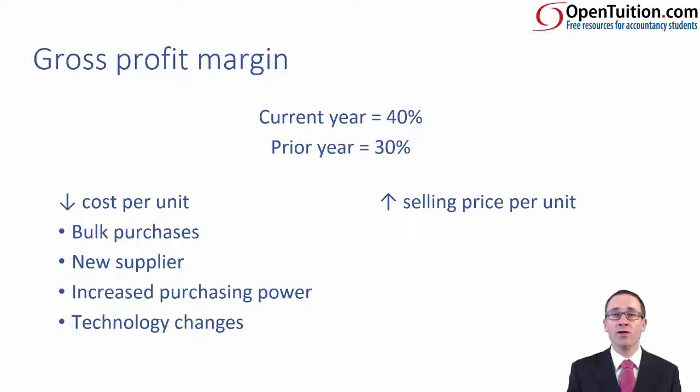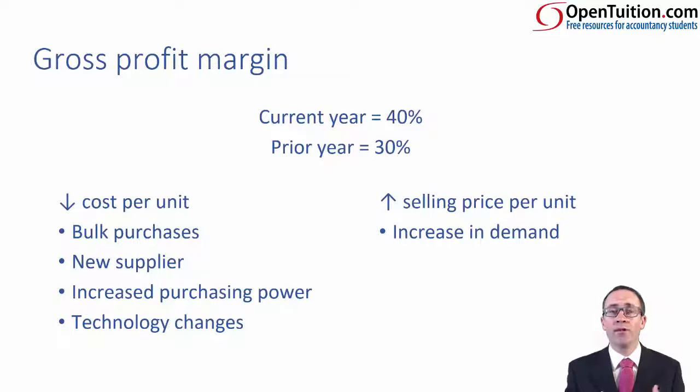Your selling price per unit may have gone up. Why? Could be that there's been an increase in demand. If there's an increase in demand, it's over to your business then, isn't it, to try and take advantage of that increased demand. And the one way in which you can do that is to try and increase the selling price per unit. If your product is popular, push up the price.